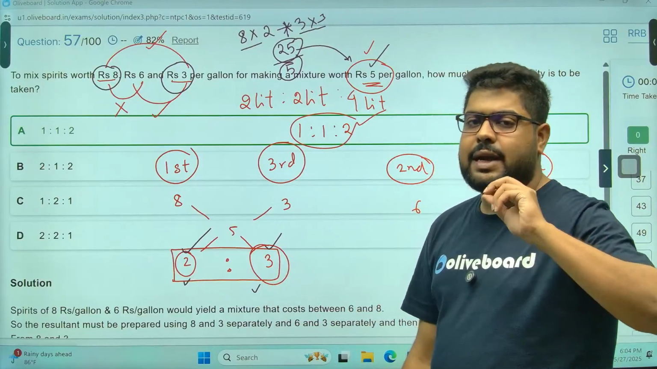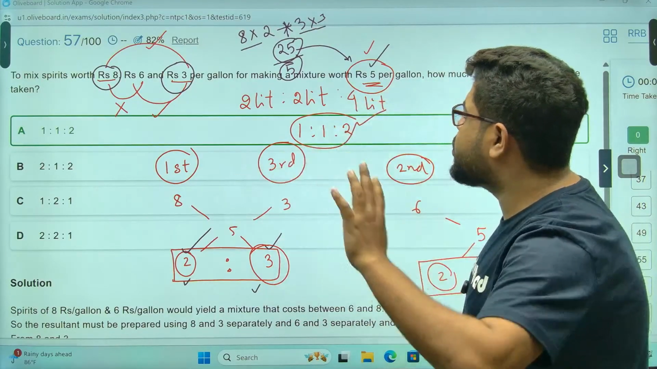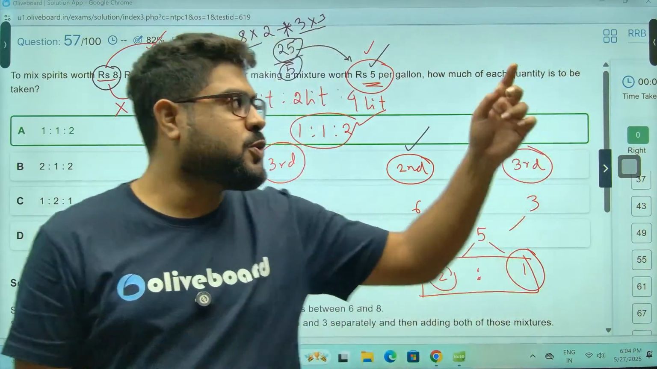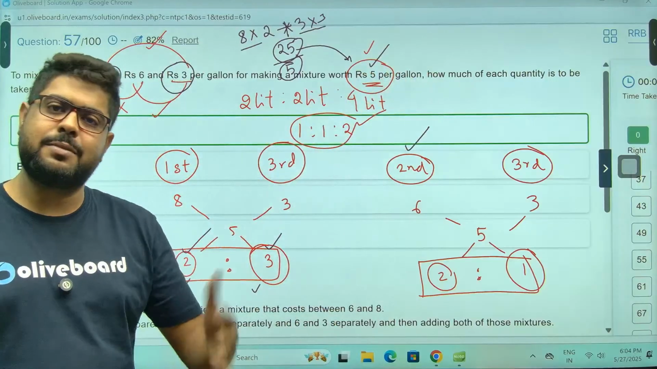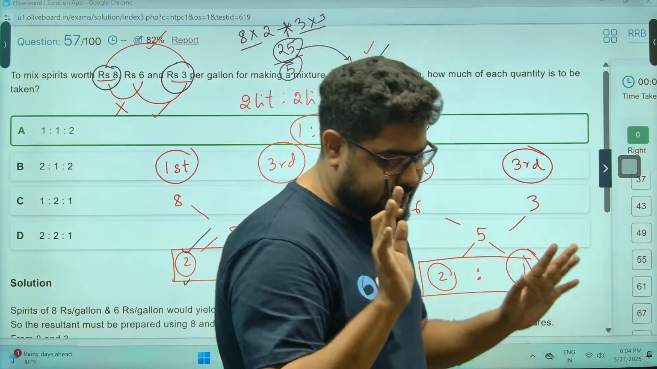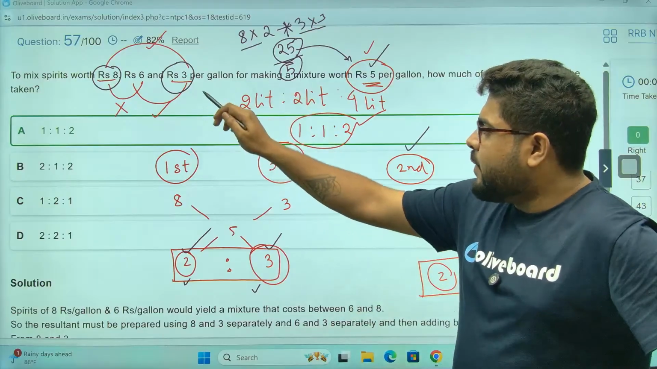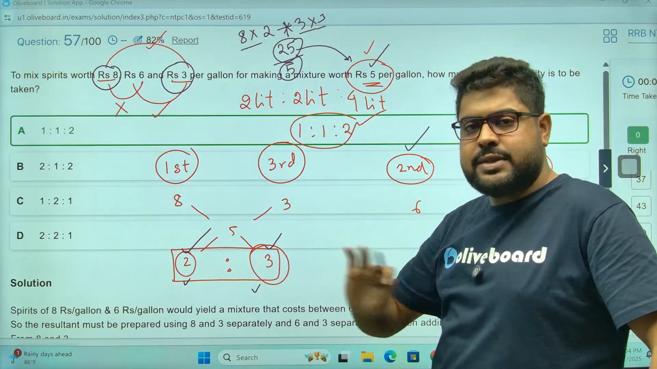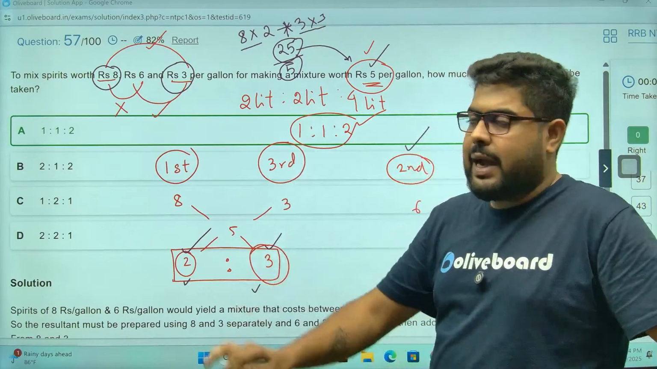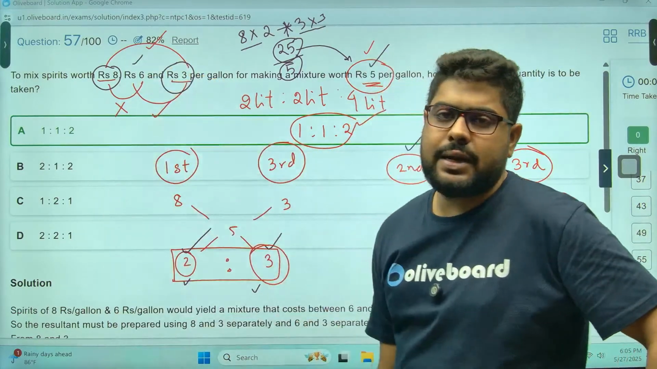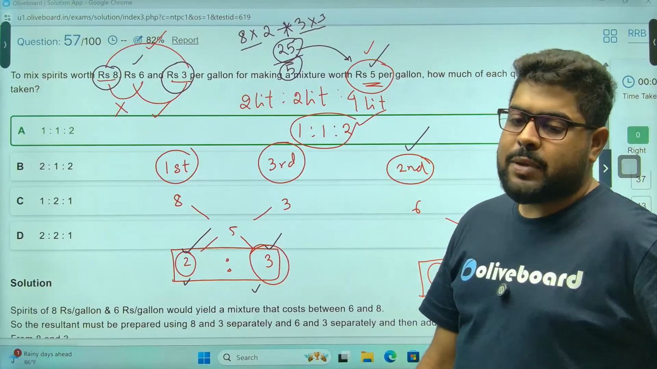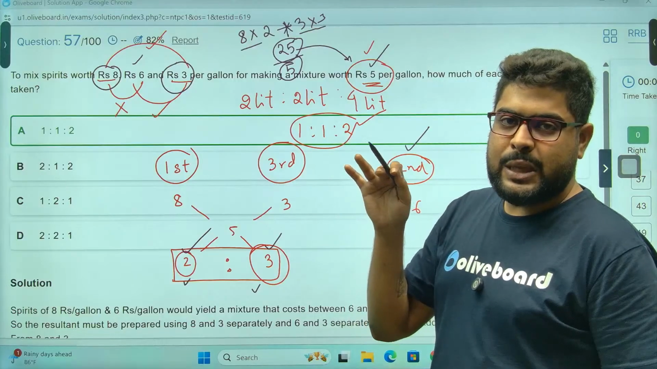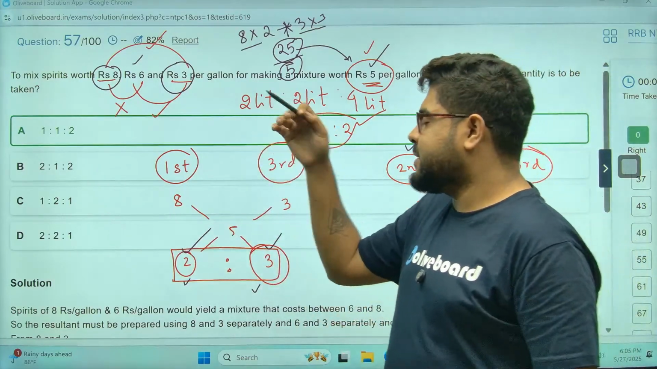But please understand, the moment I take even a drop from your second container, this 5 rupees will not be 5 anymore. The calculation will get disturbed. This is fine when I'm taking only the first and the third container, so the ratio 2:3 is still there. But the second I take a drop from the second container, it gets disturbed. Why? Because I'm talking about alligation.